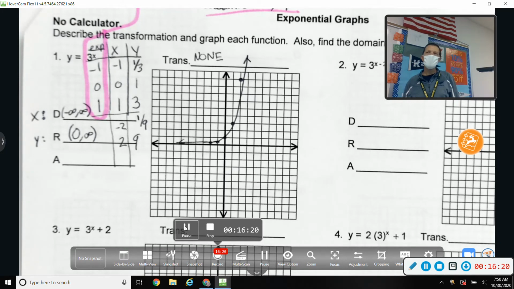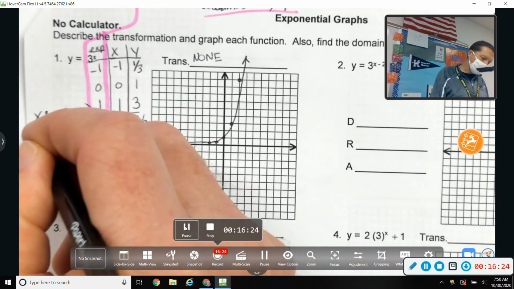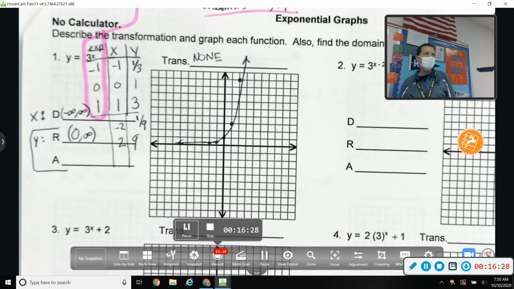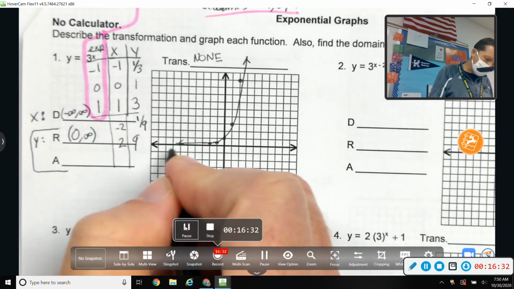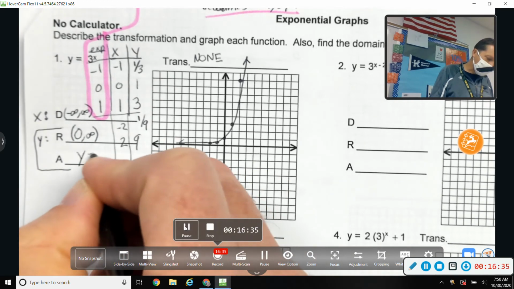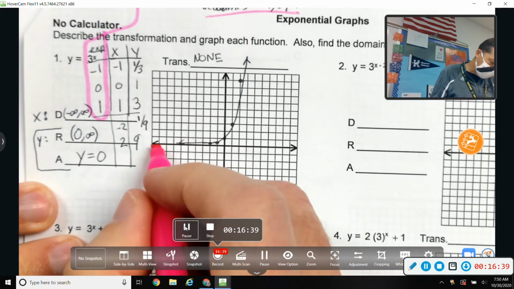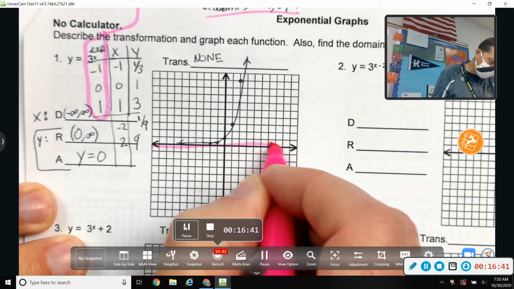Speaking of getting closer and closer but not getting there, that sounds like the definition of an asymptote. We get closer and closer to 0, but it needs to be y equals 0. You don't have to graph it, but if it helps you to see it, then you certainly may.